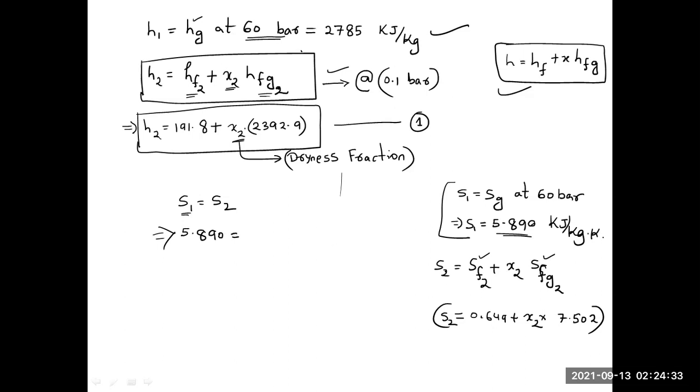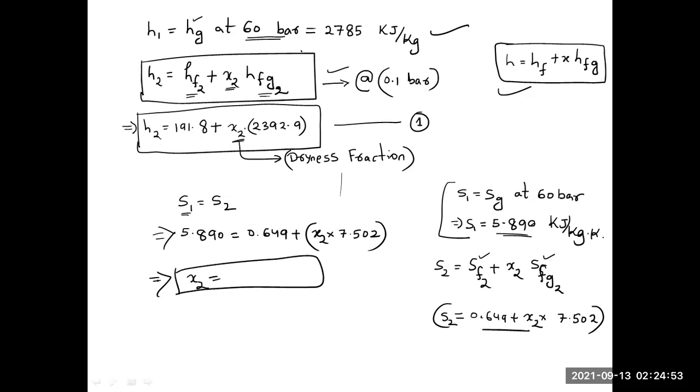is equal to S2. In place of S2, this value we will write 0.649 plus X2 into 7.502. Okay. Now, if we solve this equation, we can calculate the value of X2. Simply, we will solve this one and we will get the value of X2. So something around 0.78 approx we will get. I don't know the exact answer. If you solve it, X2 value approximately 0.78 will come.